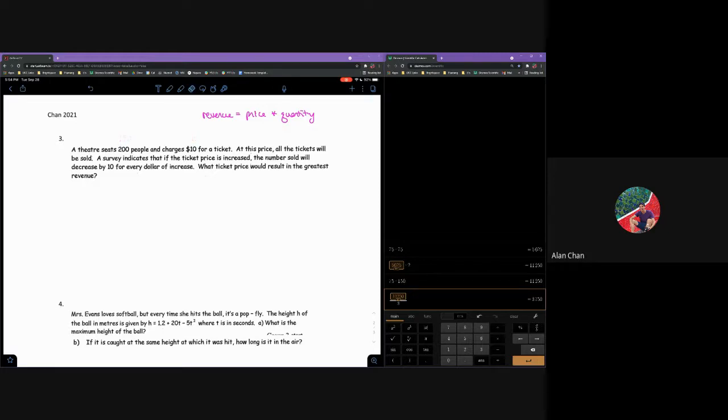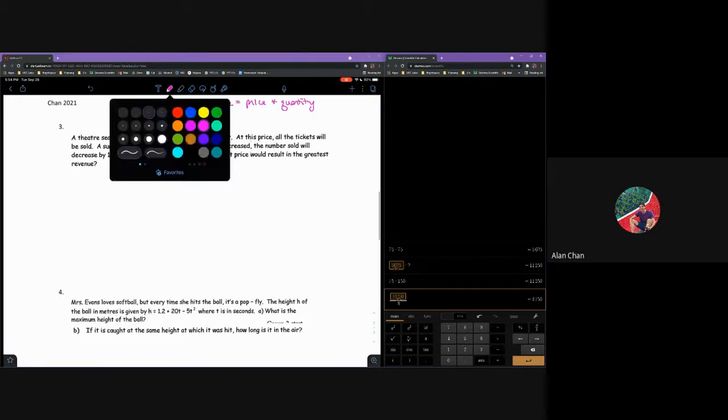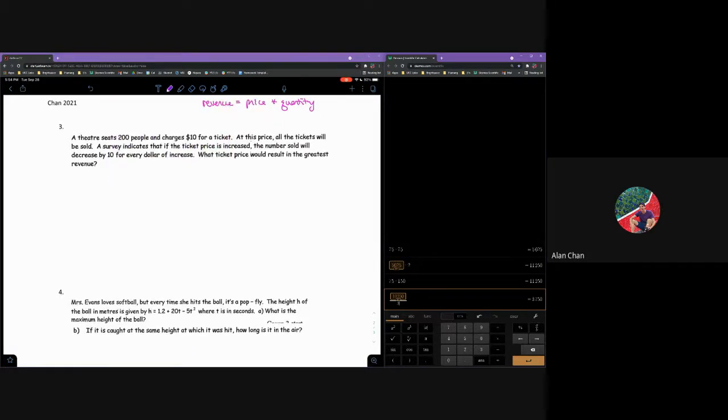So the way we do this kind of question is we let X be the number of ticket price increases. And I should be more specific: the number of ticket price increases, by $1 each. So each time we increase the price, it'll be by $1. Okay, so if X is 1, we increase the price to $11, $1 more. If X is 2, it's $12. If X is minus 1, it's $9.